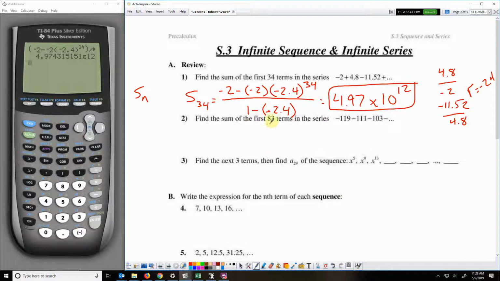Okay, the sum of the first 83 terms. So again, we're using an S sub n for the sum of a series. And this one looks arithmetic to me. -111 minus -119.